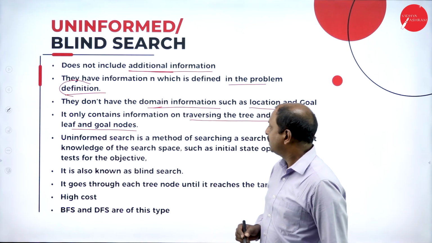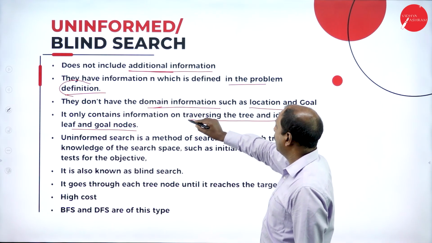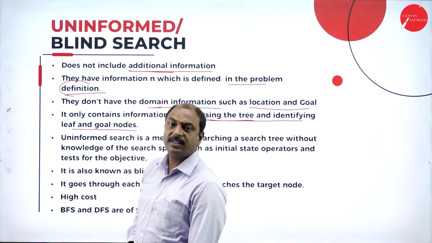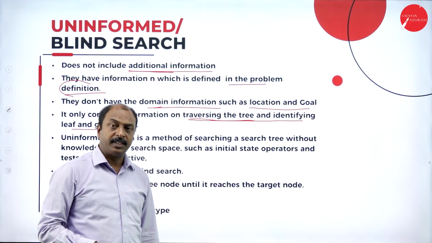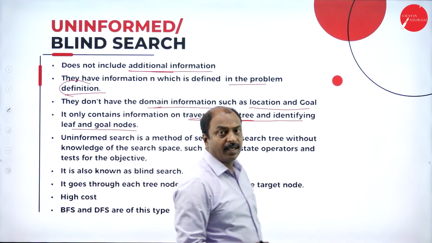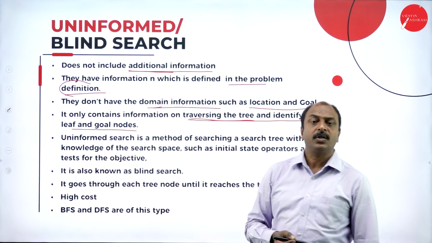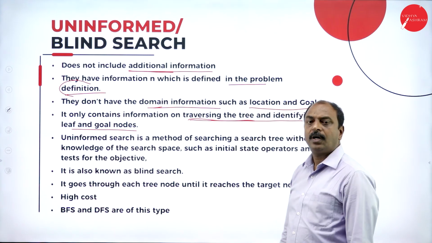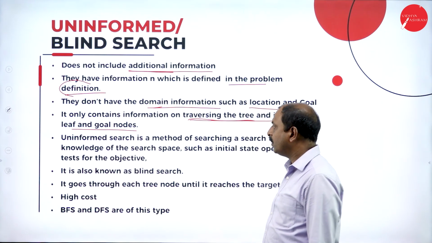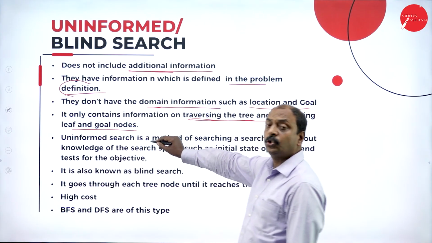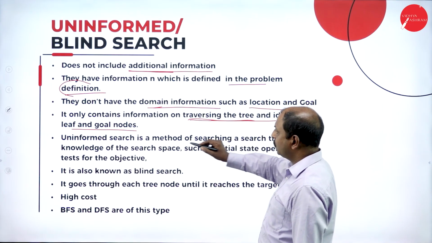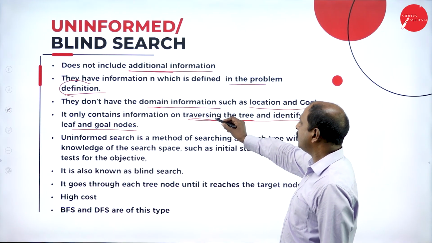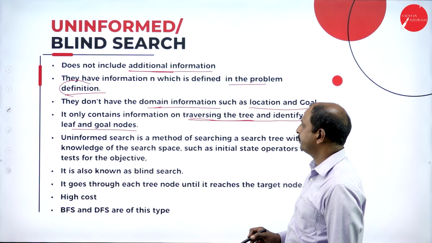So it has information about traversing the tree. What is the meaning of traversing? Traversing is a type of operation in a data structure where all the elements are to be visited at least once, or with respect to a tree, all the nodes, maybe a leaf node or a goal node, have to be visited at least once. So it has information only for traversing, which means visiting or going to all the nodes.